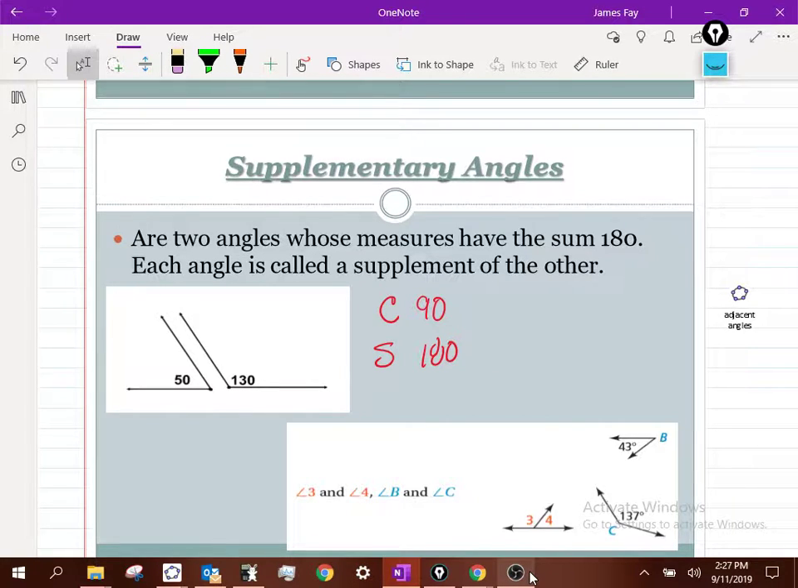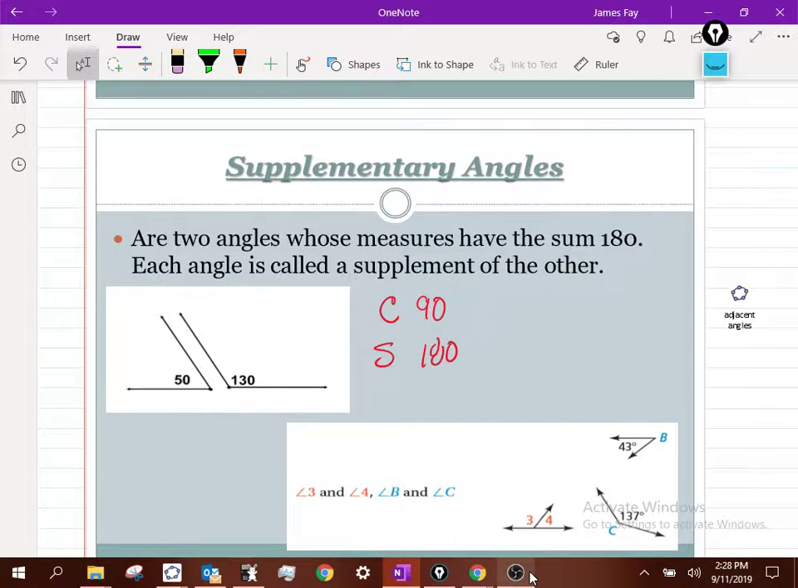Just to rehash that definition, supplementary is simply two angles whose measures have a sum of 180. Okay? It says nothing up there about how those two angles have to be oriented or positioned to one another. They don't have to be touching. They could be. They don't have to be adjacent. They could be. They don't have to be overlapping. They could be. Or they could be completely separate. They could be on different pages. They could be on different planes.